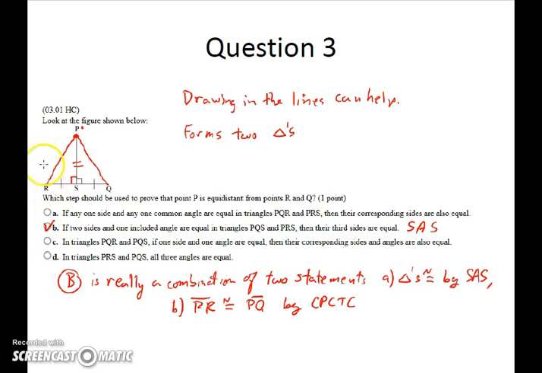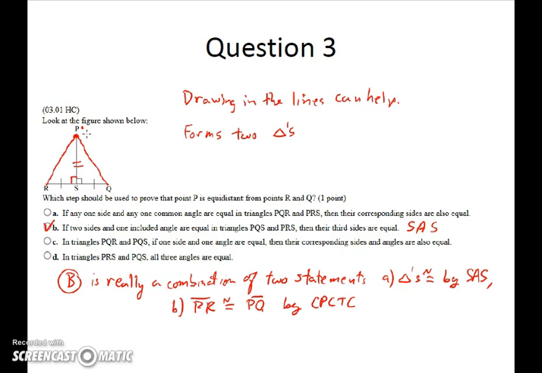Before you even get to that point though, since they're saying point P is equidistant from R and Q, one thing you should do is actually draw those lines in. When you draw in PR and PQ, you will see that you have formed two triangles. Hopefully that jars something in your memory. One way to show that two segments or two lengths are the same is to show that those two triangles are congruent.